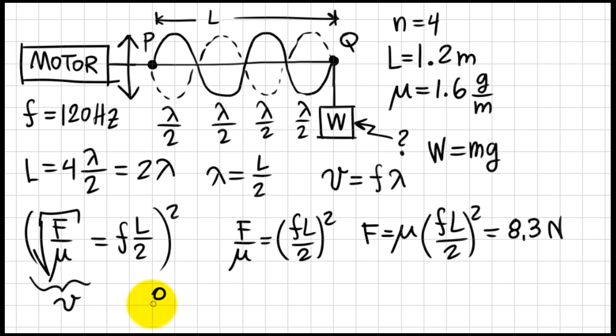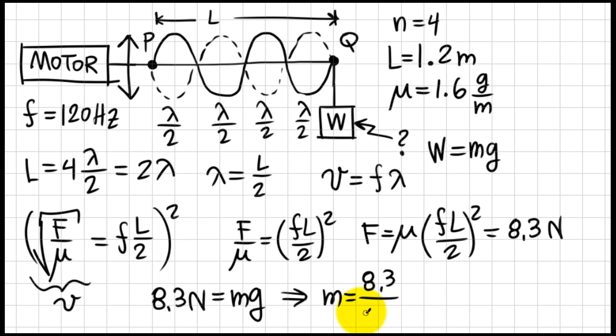And the tension should be equal to the weight of this object, which is mg. So the mass that we need to hang in this point should be equal to 8.3 divided by g, which is 9.81. And finally, the mass needed is 846 grams. This is the mass that we need to hang here if we want to observe a pattern with 4 loops.